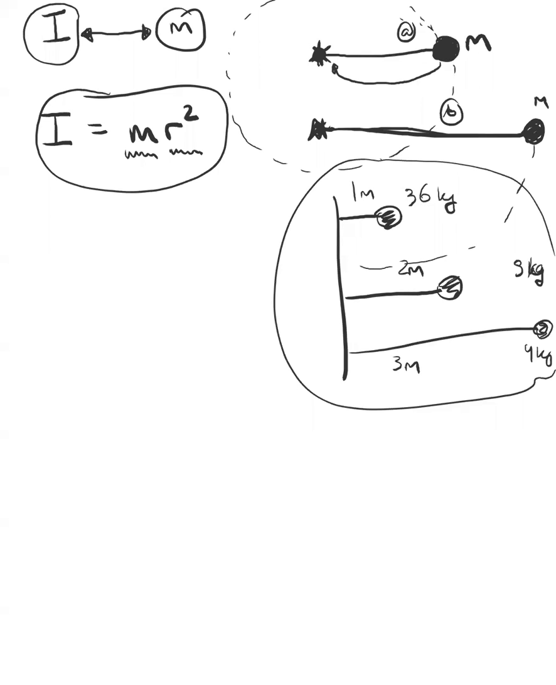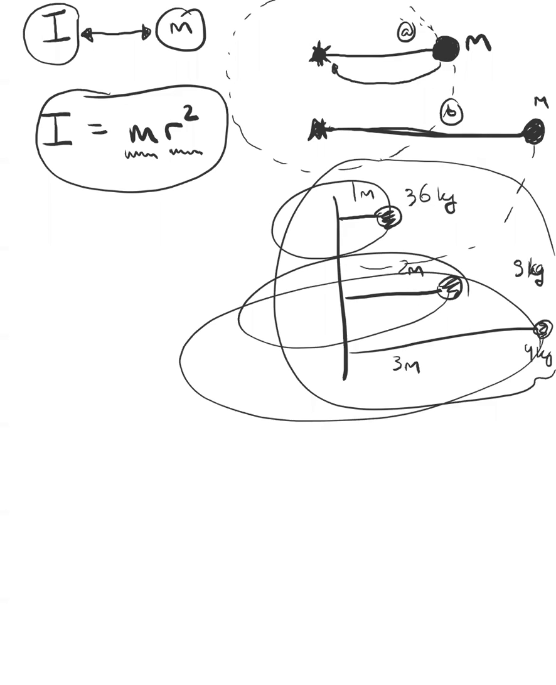Okay, so the question is which one is more difficult to rotate, and to figure that out, I want to compute the moment of inertia, because this is the quantity that tells me how difficult it is to rotate objects, to angularly accelerate objects. Moment of inertia is mass times r squared. I will compute it for all 3. For the first object, the mass is 36. I have 36 times 1 squared.